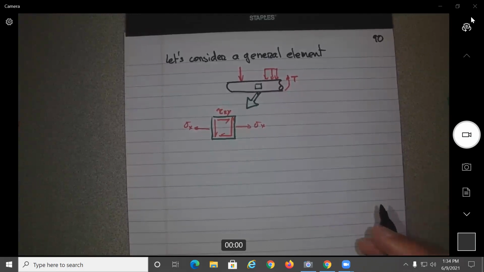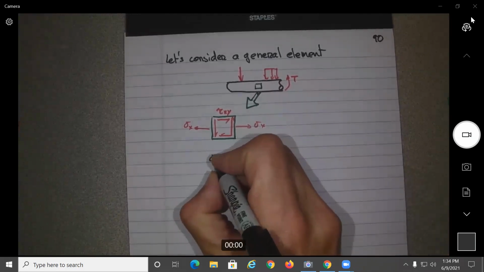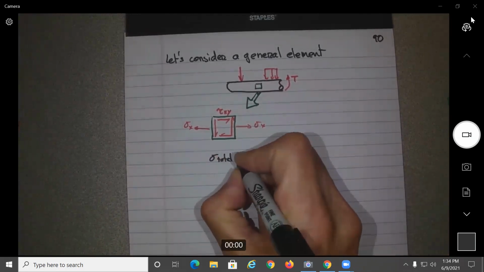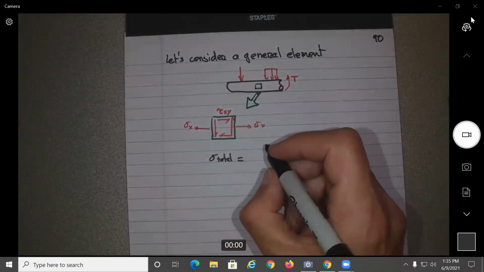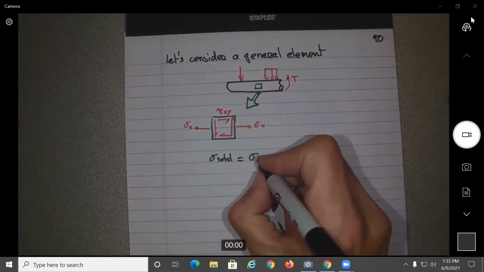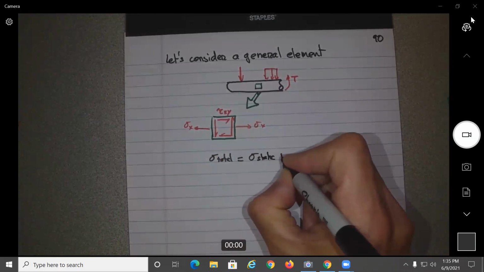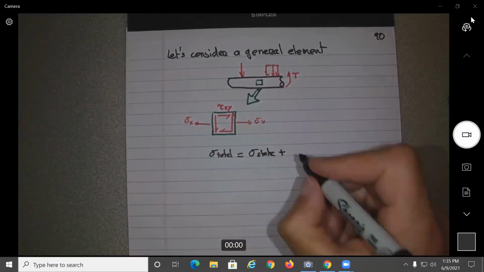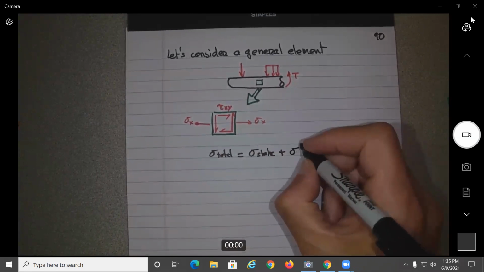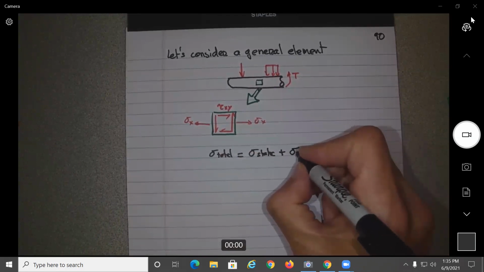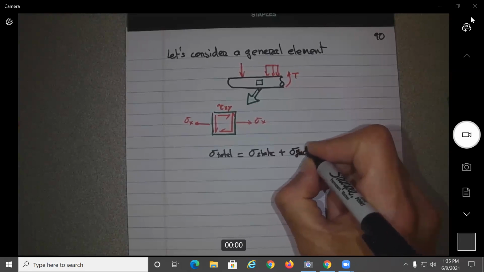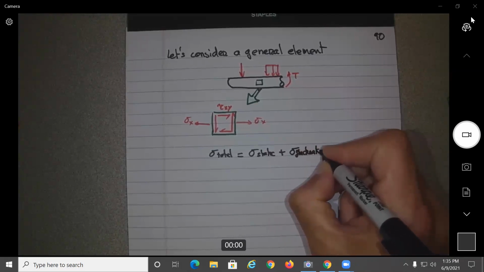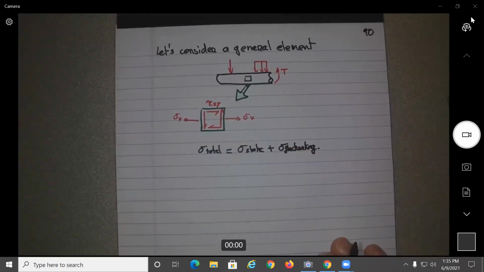Okay, so what's important to realize is that the total stress will have a static component that will be there all the time, plus, I like to call it dynamic, but generally in structures they call it the fluctuating component.